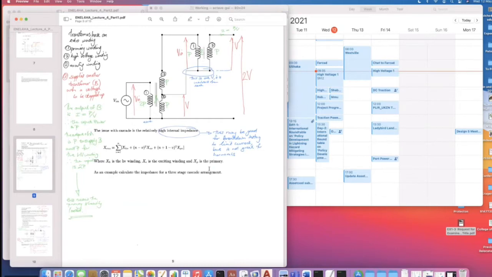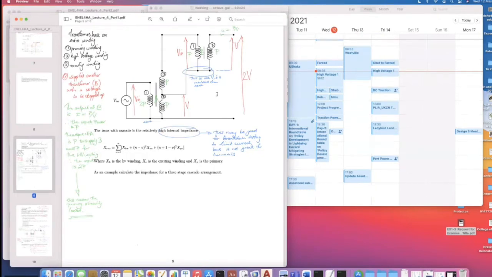The one issue with the cascade, and it's both a positive and a negative issue, is because you've got so many transformer windings, the internal impedance becomes quite high. So any harmonics or anything, they actually get transferred to the load. So you'll see it's not always a very nice waveform that you get out of the cascade.